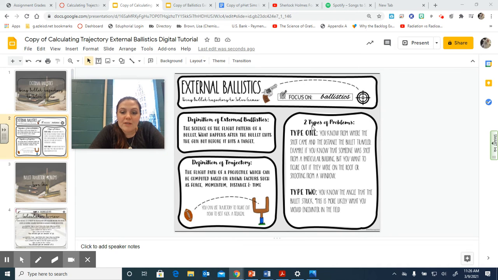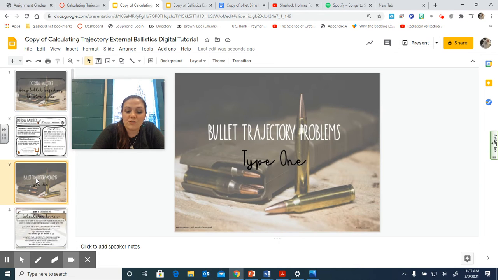Okay, so there's going to be a type 1 problem where you know from where the shot came and the distance the bullet traveled. For example, if you know that someone was shot from a particular building, but you want to figure out if they were on the roof or shooting from the window. So basically you're looking for height. Type 2 is the angle that the bullet struck. This is more likely what you would encounter in the field. So there are more examples of type 2 because it's just more common. So here we go, type 1.